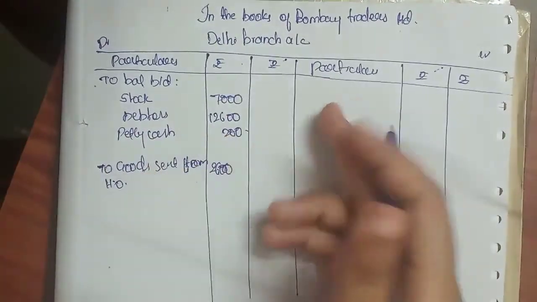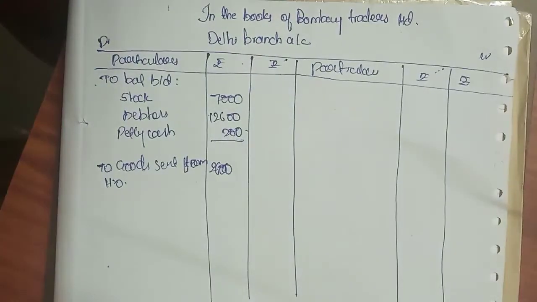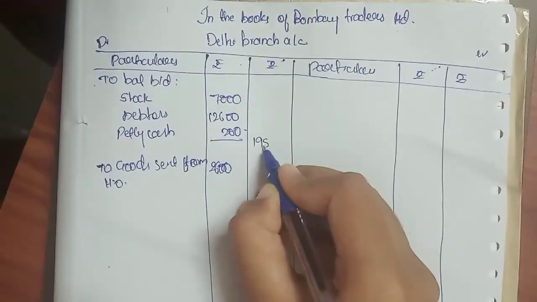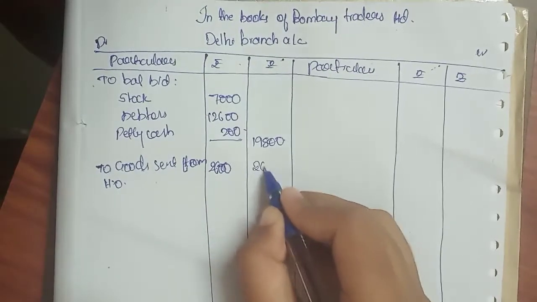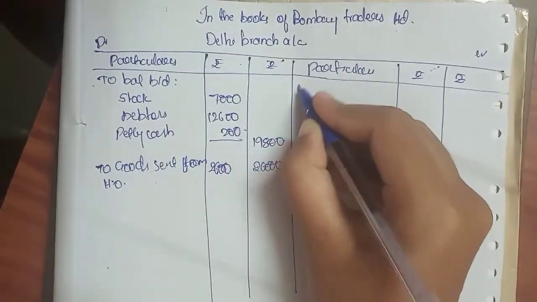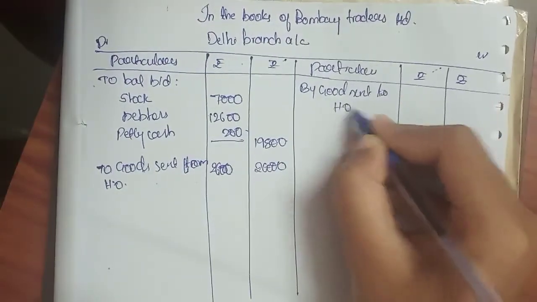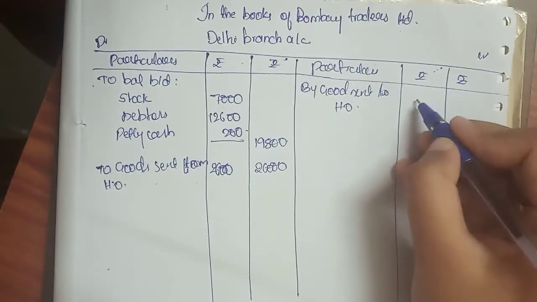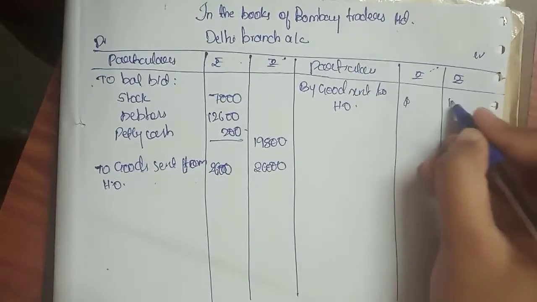You take the total: 7,000 plus 12,600 and 200 will come around 19,800. Next, this is goods sent from HO 26,000. There is no other adjustment in regard to this. So right here, by goods sent to head office, how much is it? 1,000 rupees. Write it in the outer column.